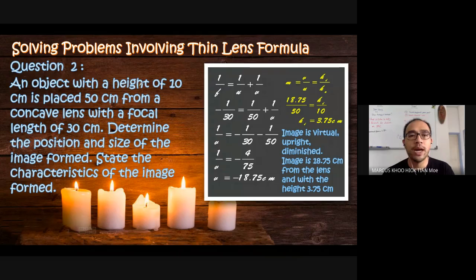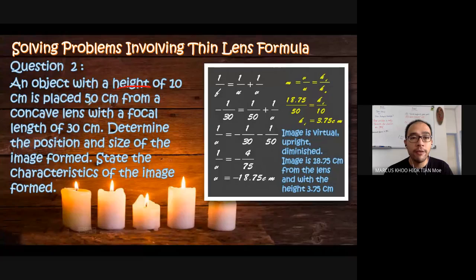An object with a height of 10 centimeters is placed 50 centimeters from a concave lens with a focal length of 30 cm. Concave and focal length 30 cm means our F is negative 30, sebab negatif ini adalah untuk concave lens. Our 50 centimeters is U. So no problem. Determine the position and size of the image formed, and state the characteristics.